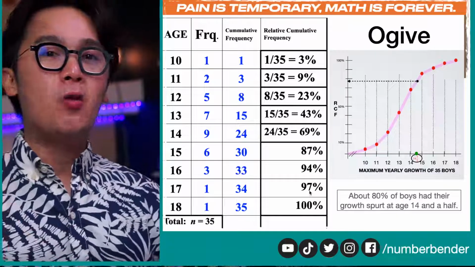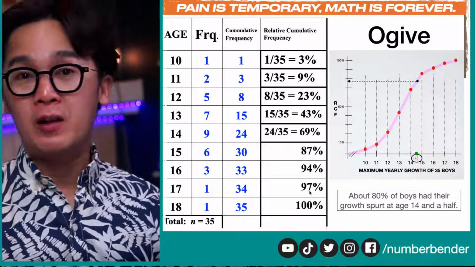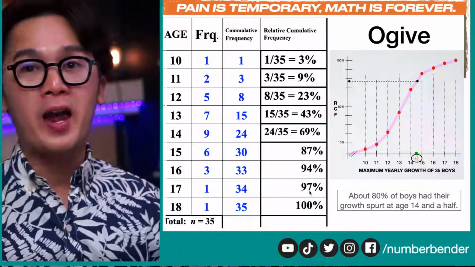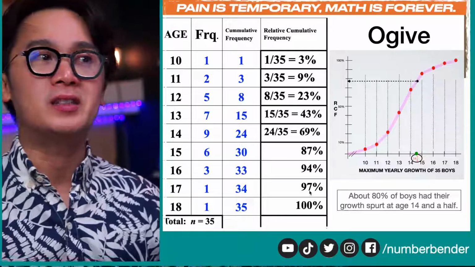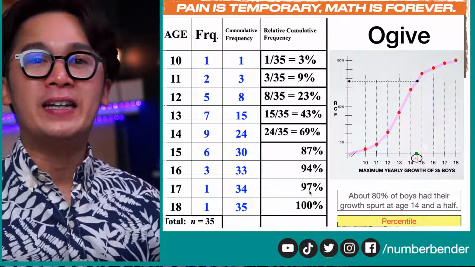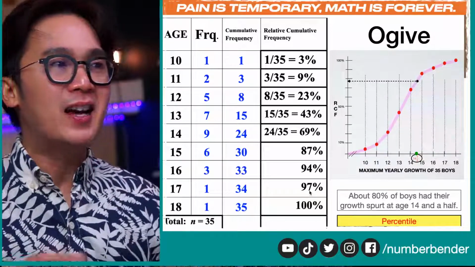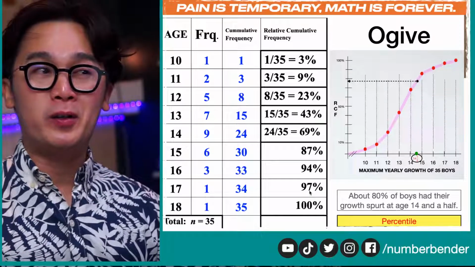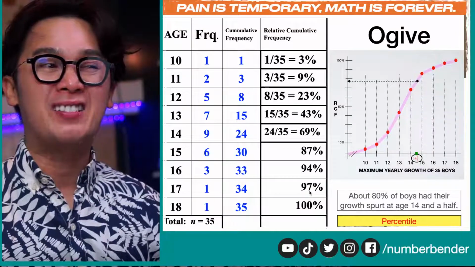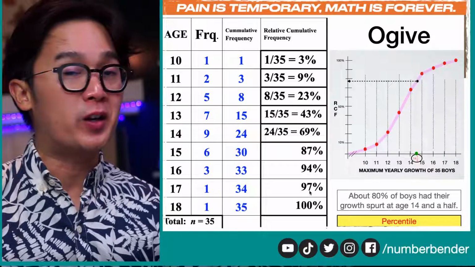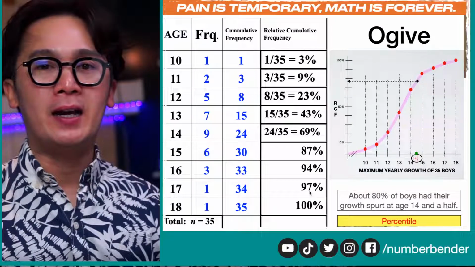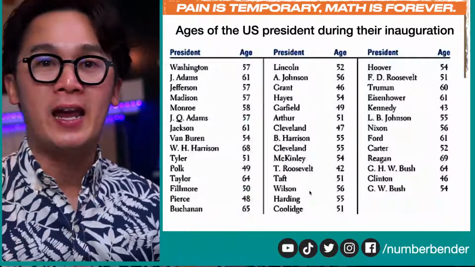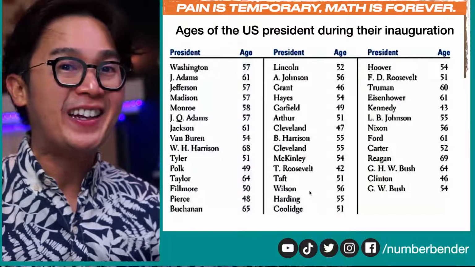So that is how you work out your ogive and the purpose of why we created the ogive and the relative cumulative frequency. And to give you more idea on what percentile is, this is the growth spurt of the 35 boys that we had in our experiment or in our research. Now, let's use a different type of data, something that is easy to collect without waiting for 8 years.